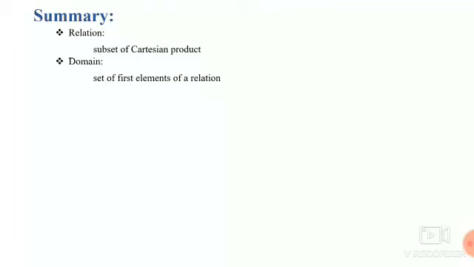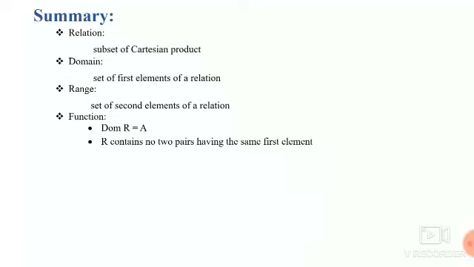Here we have the summary of the lesson. Relation is actually a subset of Cartesian product. Next we have learned domain. Domain is the set of first elements of a relation. Range is the set of second elements of a relation. Then we have learned function. For being a function, a relation must satisfy these two conditions. The first one, the set of domain should be equal to set A, and the relation contains no two pairs which have the same first element. Then we have learned onto function.